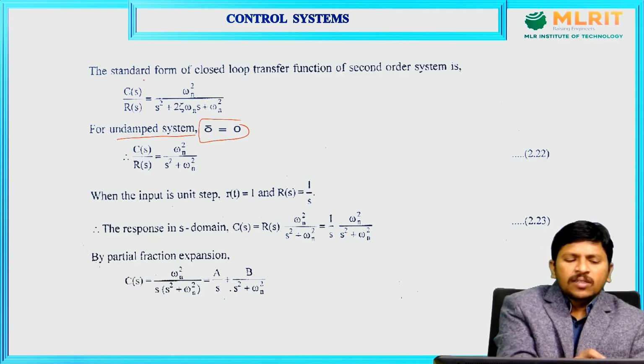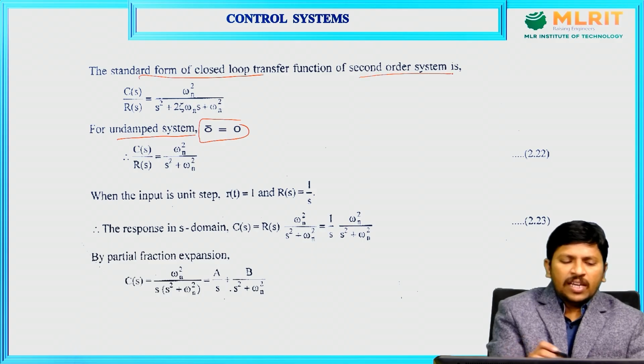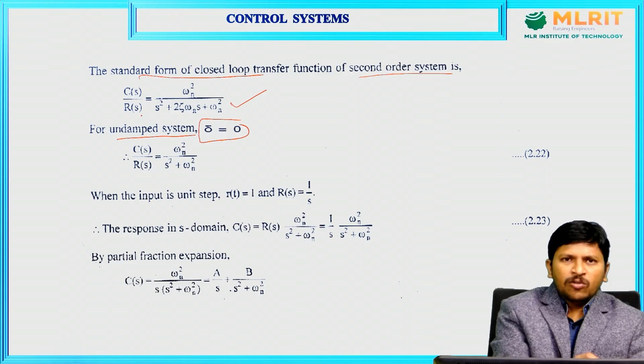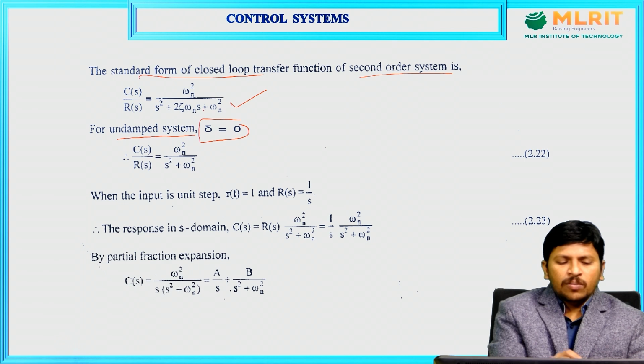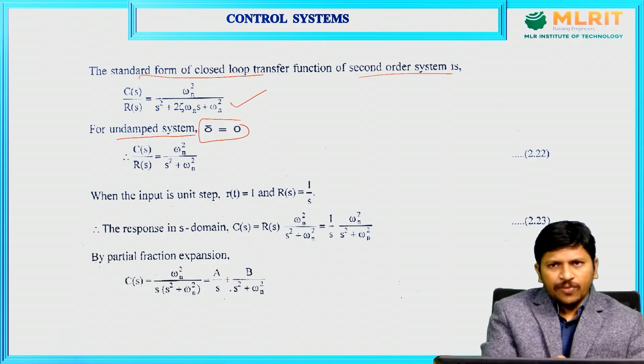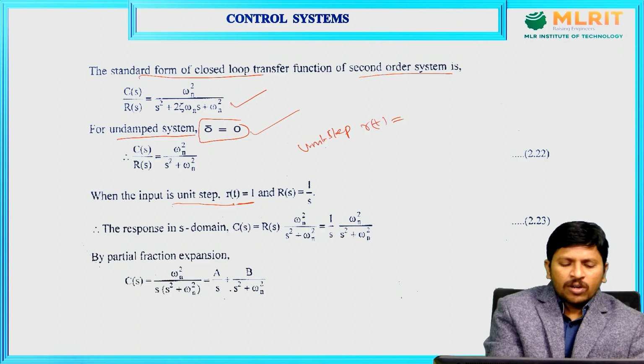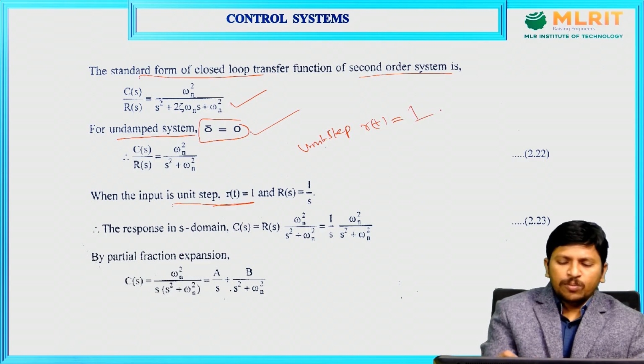The standard form of the closed loop transfer function of a second order system is C(s) divided by R(s) is equal to omega n square divided by s square plus 2 zeta omega n s plus omega n square. This is our standard form of the closed loop transfer function of a second order system. For the undamped system, zeta equals 0. For unit step, r(t), the input, is equal to 1.